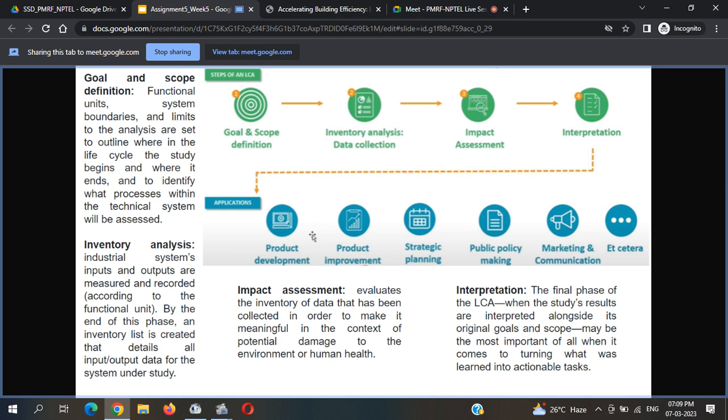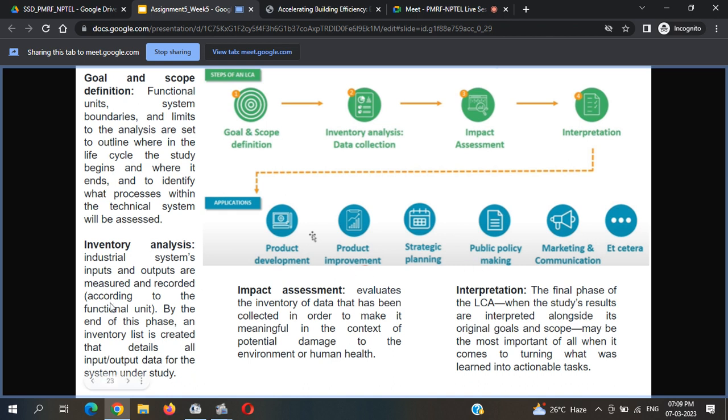So first is goal and scope definition. This means the functional unit of any system, its boundary and its limits for the analysis are set and outlined in the life cycle study. And this is where the life cycle study begins, as you start to identify the processes within the technical system which are going to be assessed in the whole life cycle assessment.